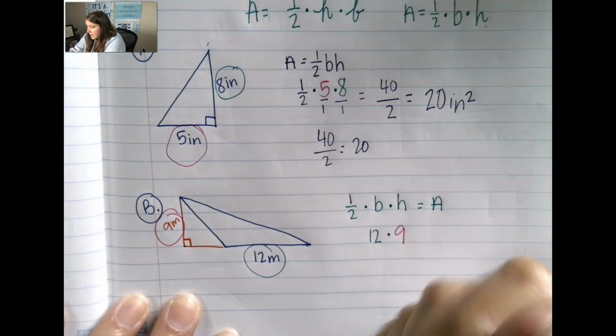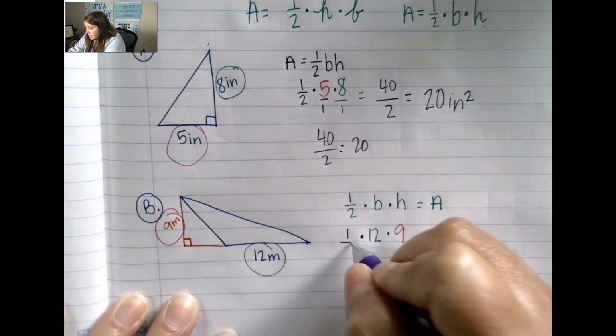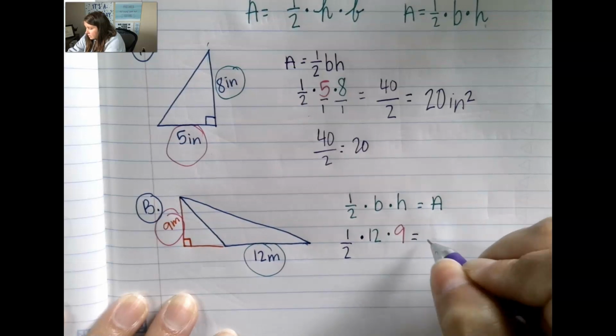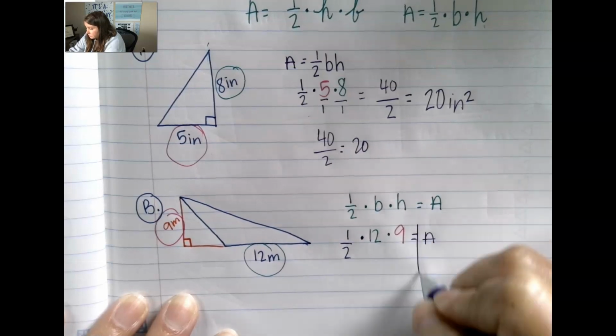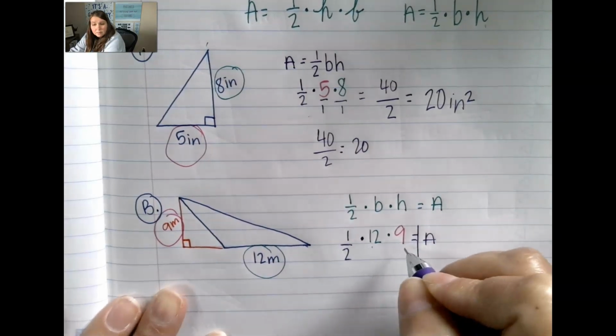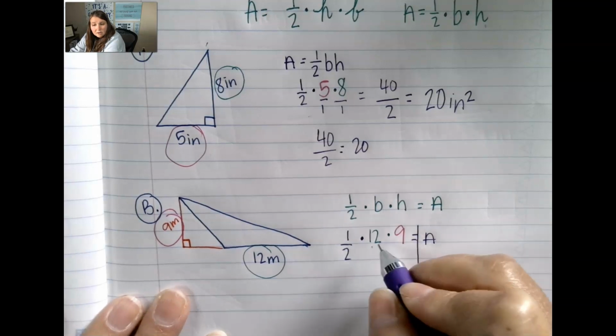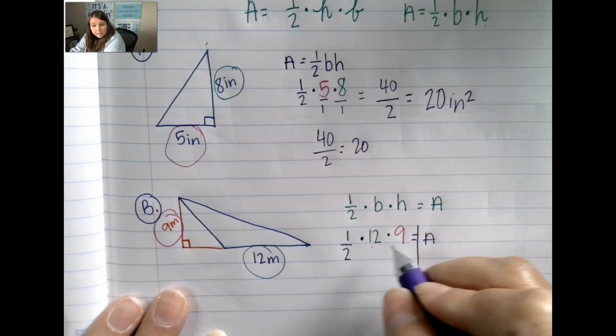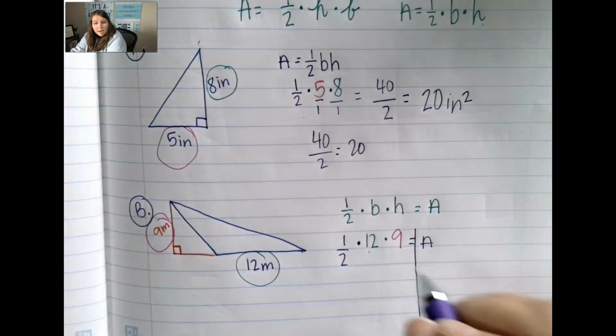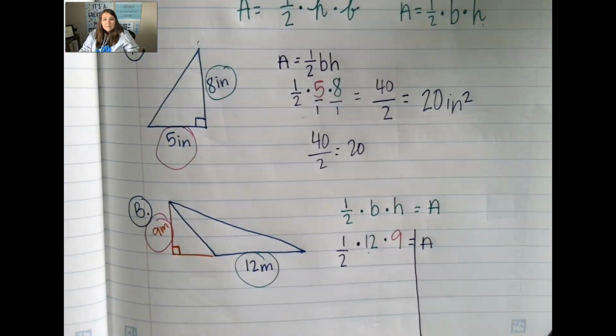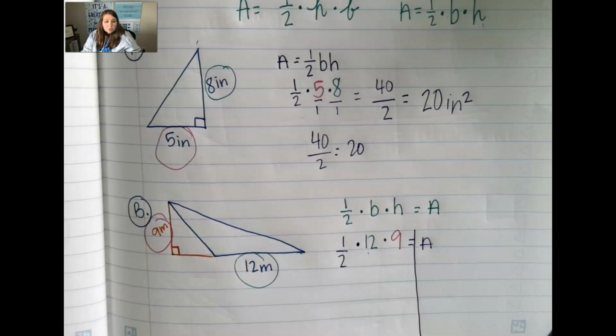And then I just have 1/2 again. So I'm going to multiply it by 1/2, and that equals the area. So 12 times 9, or I could do half of 12, which is 6, and 6 times 9, and solve that way. You get the exact same answer no matter how you do it.